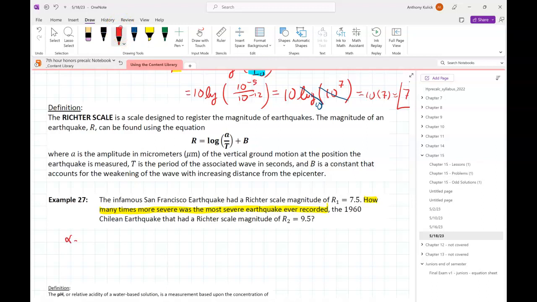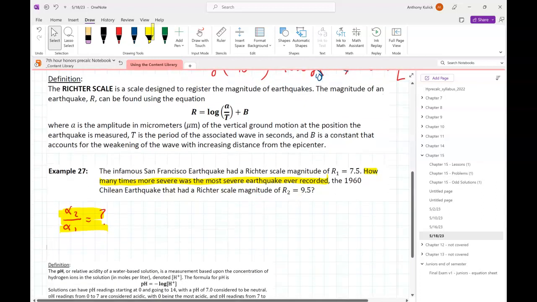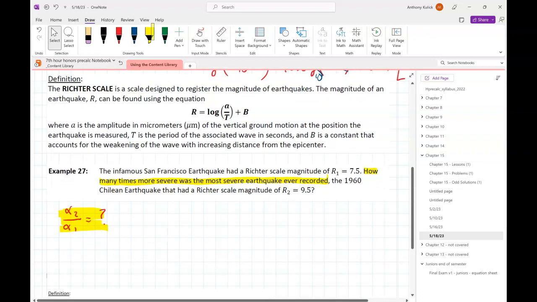So what it's asking for is, what is the ratio of the vertical displacements, the amplitudes of the two earthquakes, right? It's asking how many more times severe. So the up and downness is the stuff that really makes an earthquake bad. Everybody's cool with that so far? So that's what we're going to be searching for.